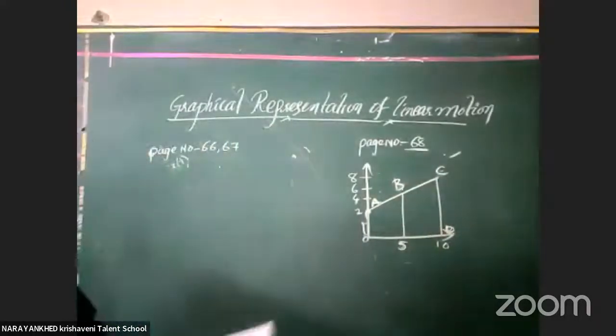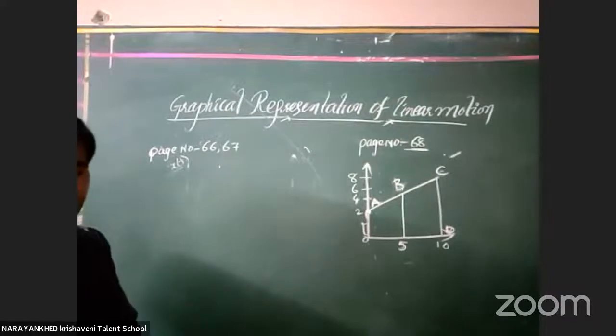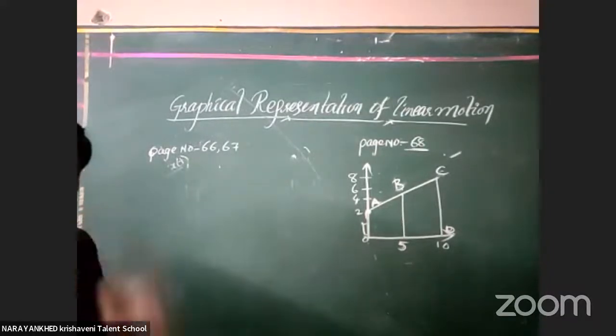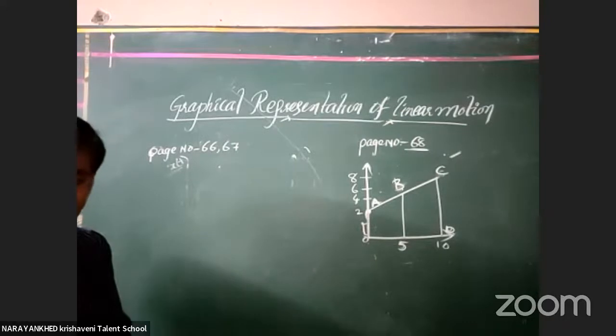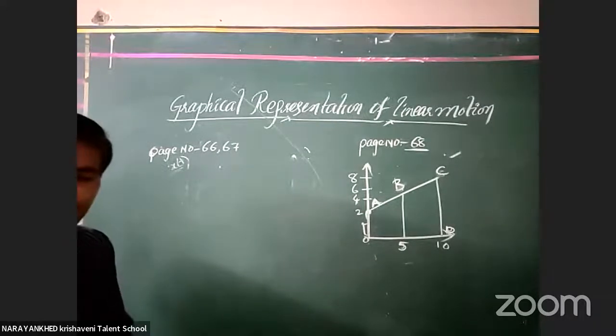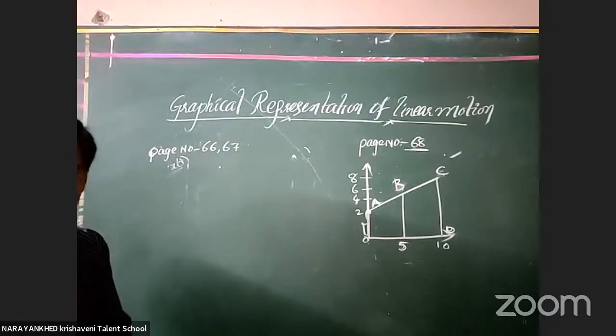Now what is required? Find the acceleration of the particle, and find the distance traveled from 0 to 10 seconds, which is 50 meters. They have given the answers. Find the displacement traveled in 0 to 10 seconds. That is only given. Okay, clear or not?